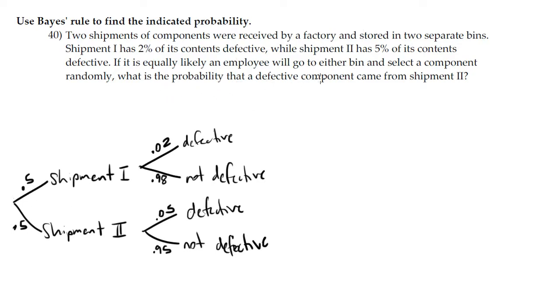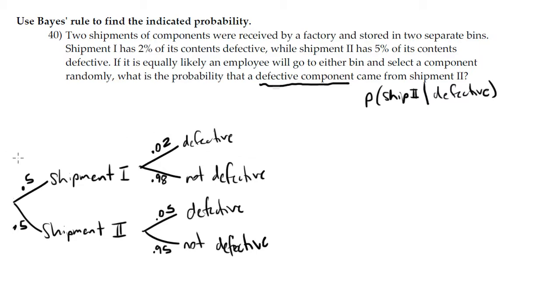What is the probability that a defective component came from shipment 2? This is an interesting way. The probability that a defective component came from shipment 2. This is saying that the component is defective, right? The component is defective. What's the probability it's come from shipment 2? Put another way, what's the probability it comes from shipment 2, given that we know that this product is defective? If I know it's defective, what's the probability it came from here rather than from here?